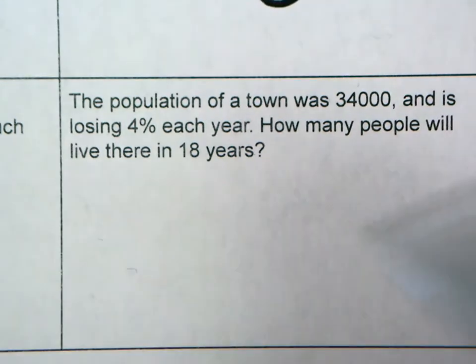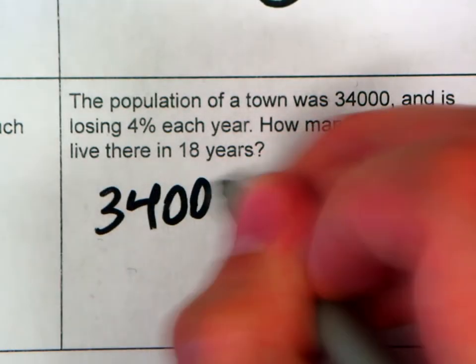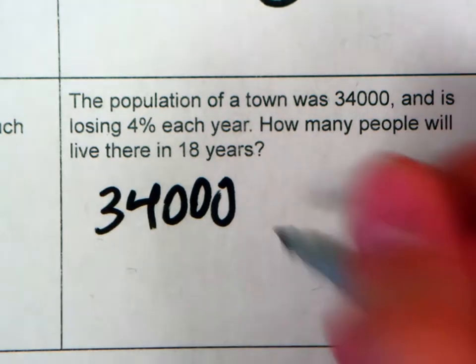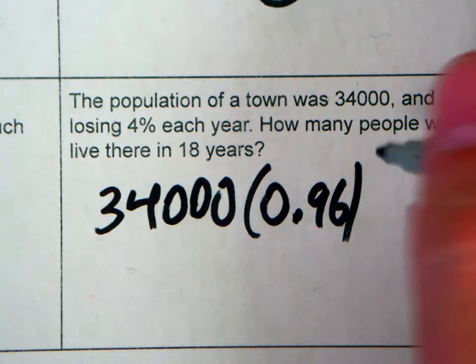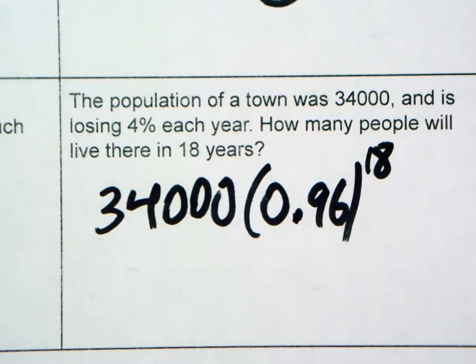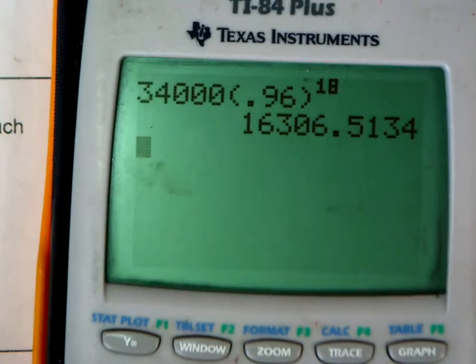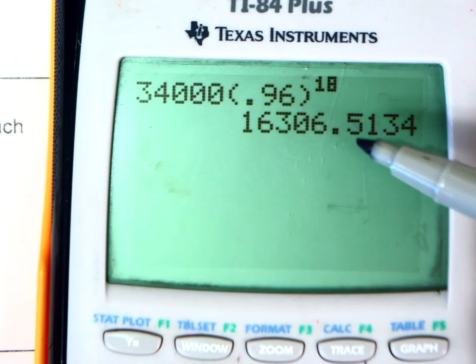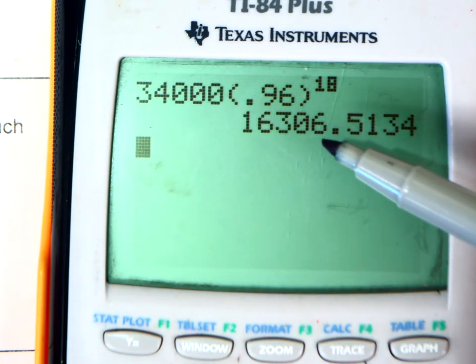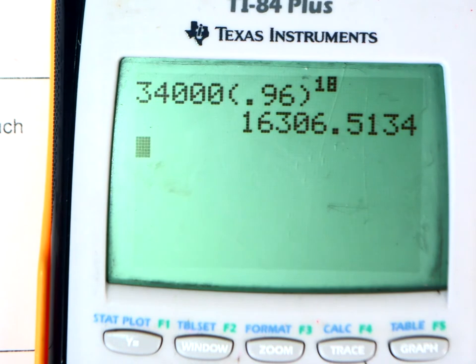Next up, we start with 34,000. We are losing 4%, so we take 100 minus 4, we get 96. When we move the decimal place over twice, 0.96, and our exponent is 18. Since we're talking about people here, we can round to the nearest whole number. So if we put that in our calculator, 34,000 times 0.96 raised to the power of 18, we end up with 16,306.51. This 5 makes that 6 a 7. We round up to the nearest whole number, so we don't cut people in half or anything.